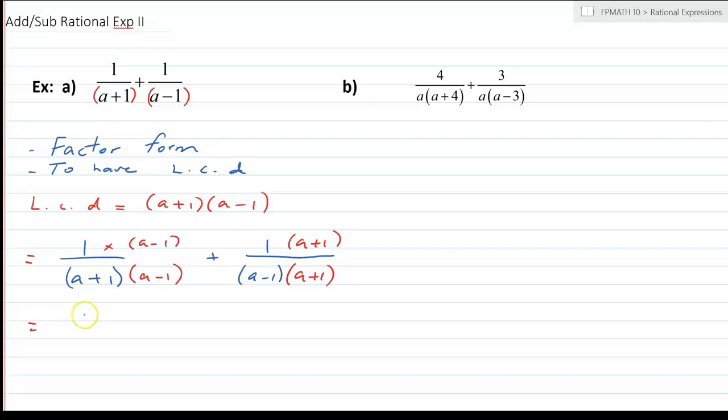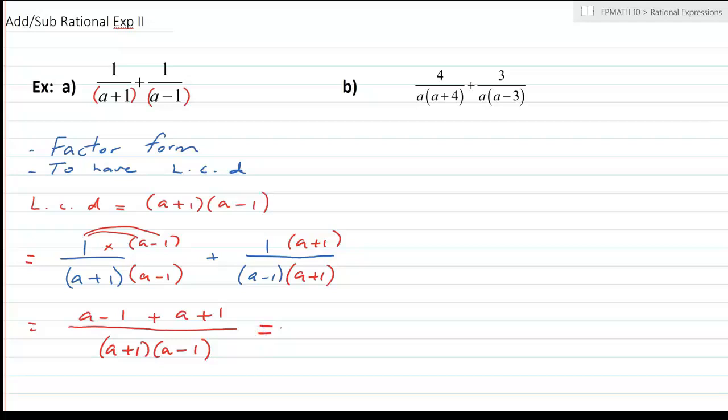So the top piece, a minus 1 times 1 is a minus 1, plus, I'm going to remove the bracket, there's no need for the bracket, and then this one right here, 1 times anything is anything, and then 1 times a plus 1 is just a plus 1, all over the denominator, a plus 1, a minus 1.